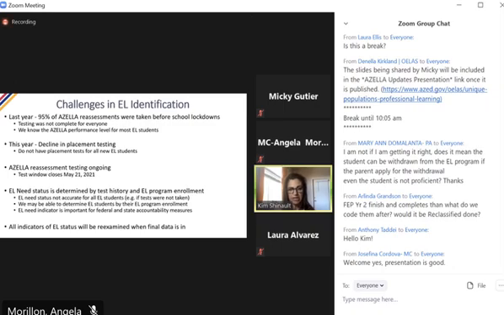The EL need identifier, or EL need status, is determined by the test history and whether or not the student is enrolled in a program. So the EL need status might not be accurate for all of the EL students, especially if, for example, they didn't take a placement test. We can still identify, for the most part, who all of the EL students are based on their program enrollment. However, that EL need indicator is a very important one for federal and state accountability.